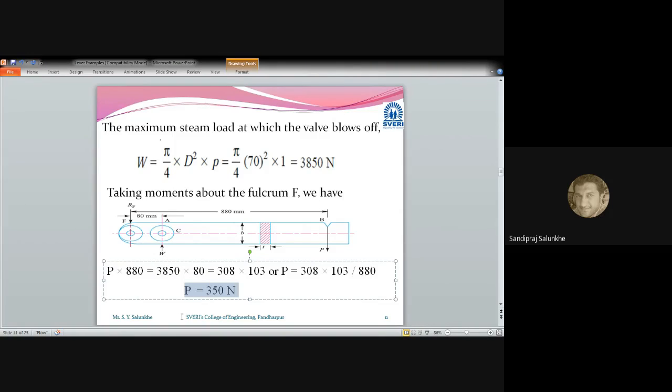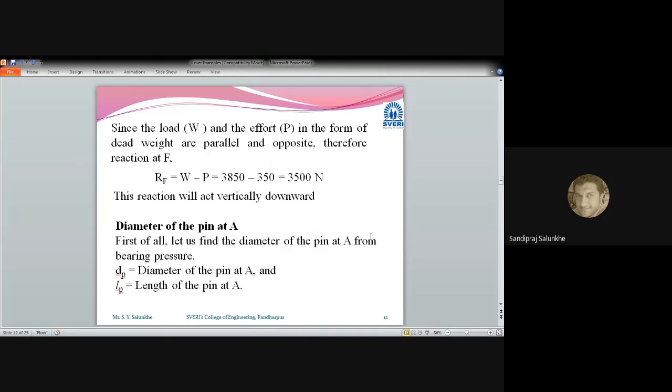Now value of P we have calculated, value of W we have calculated. Now we have to calculate reaction at fulcrum. Who can calculate that reaction at fulcrum? Can you give me a hint by means of which we can calculate this reaction at fulcrum? We have seen how to calculate the reaction in this type of lever at the fulcrum.